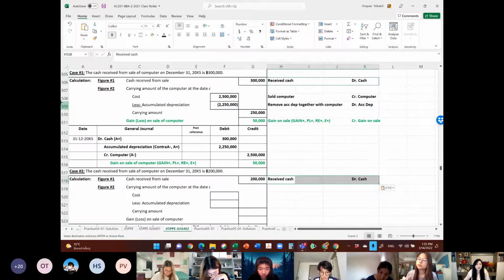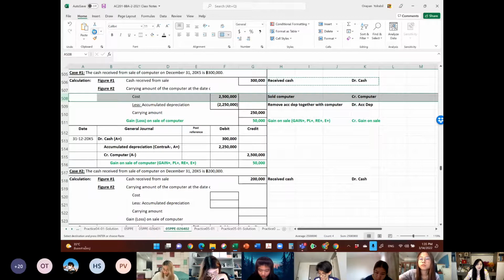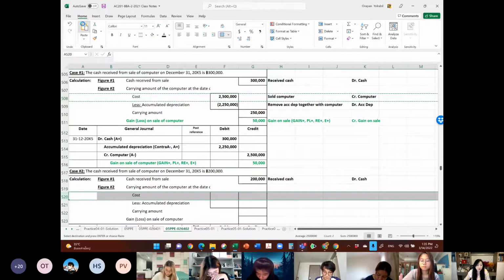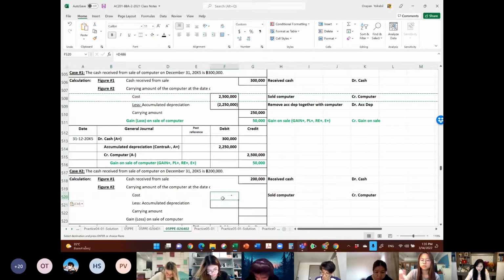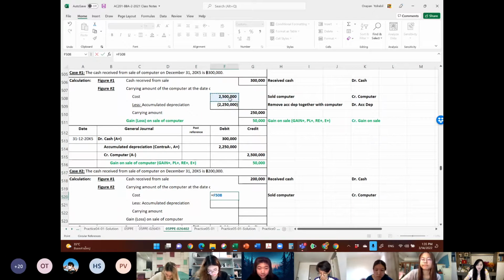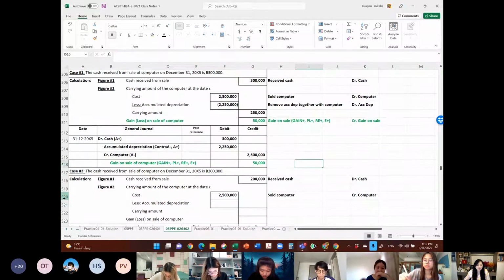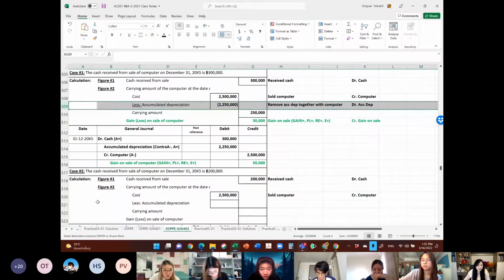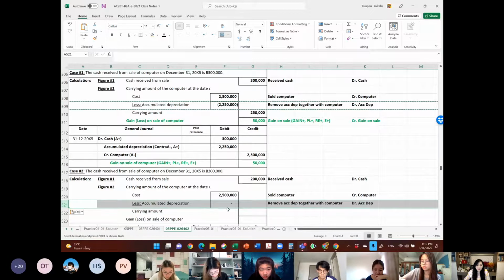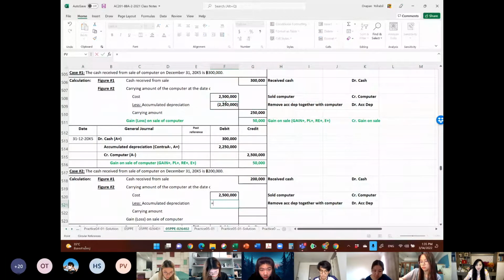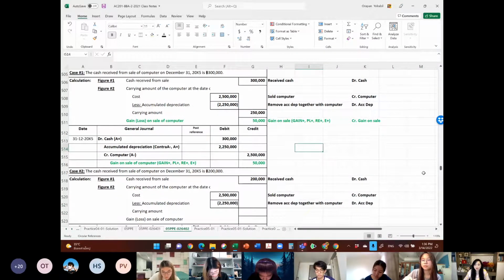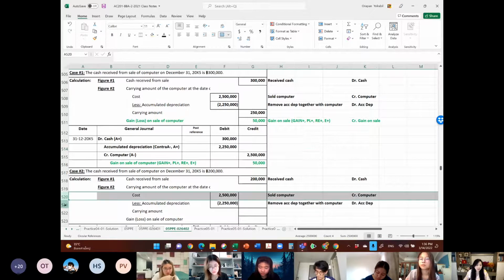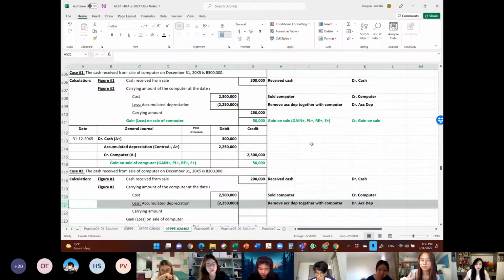And the cost of this computer is 2.5 million, right? And over here, the accumulated depreciation is 2.25 million. Okay, and you want to remove them all together with the computer. So the computer will be removed with credit, and the accumulated depreciation will be removed with debit.